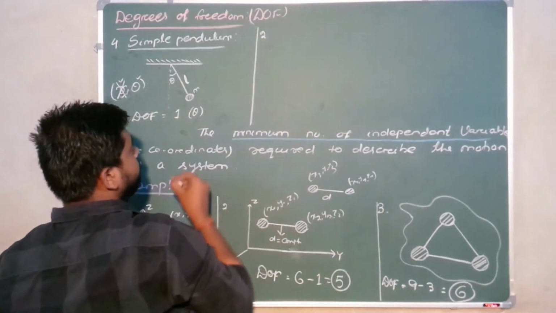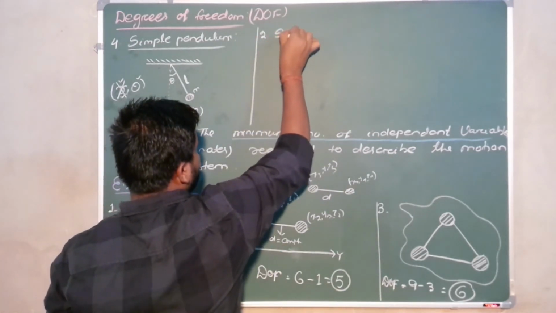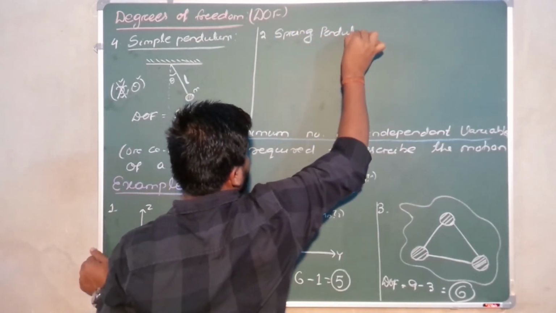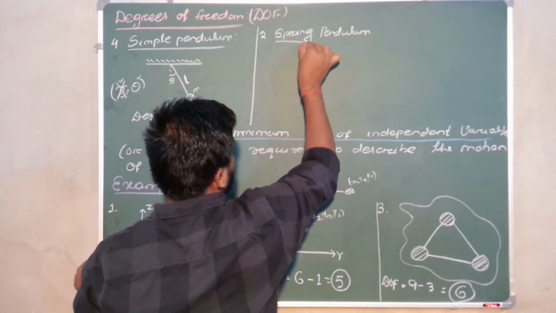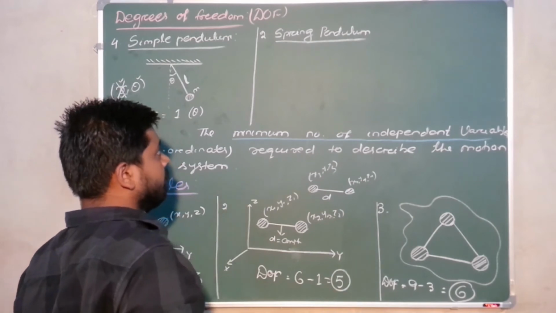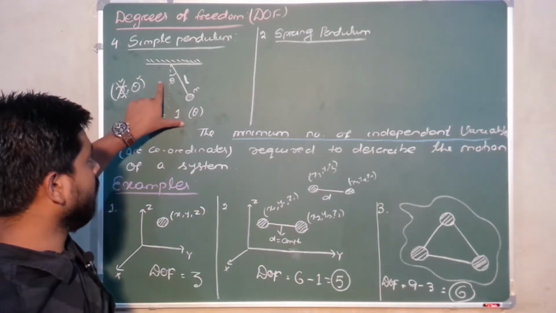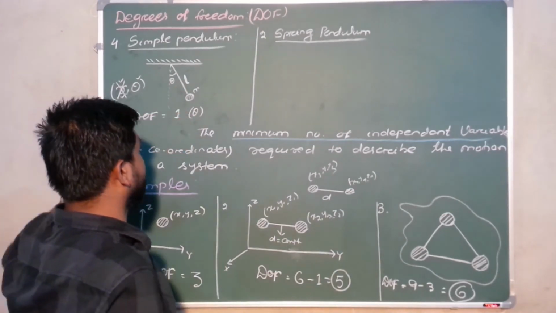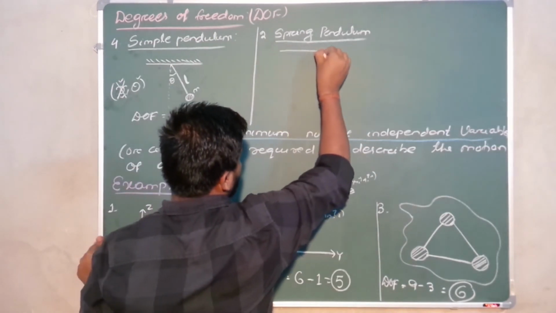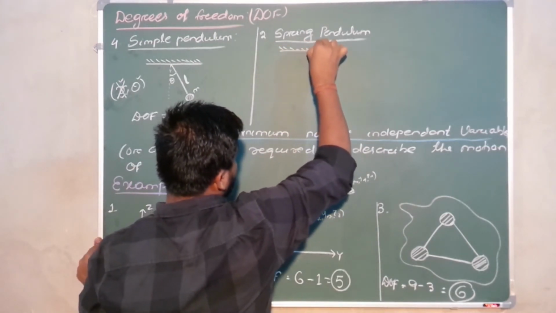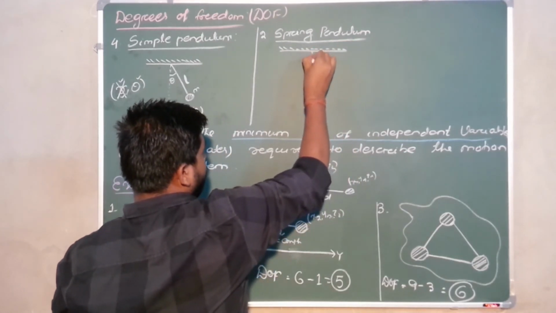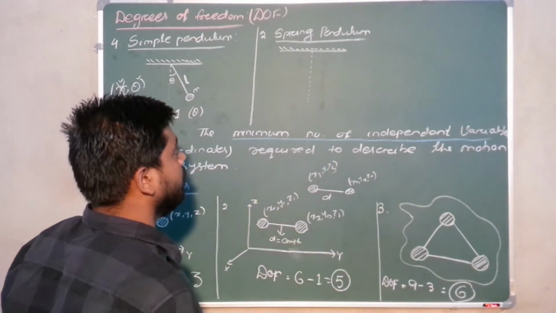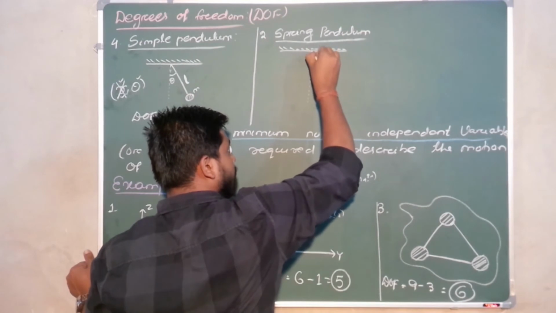Spring pendulum. In the spring pendulum, the system is just like this, but one spring is attached to the string. Sorry, attached to the spring. Yes or no? Just see. One rigid support is also here. And let this one be the mean position. Yes or no? Let the string be just like this.